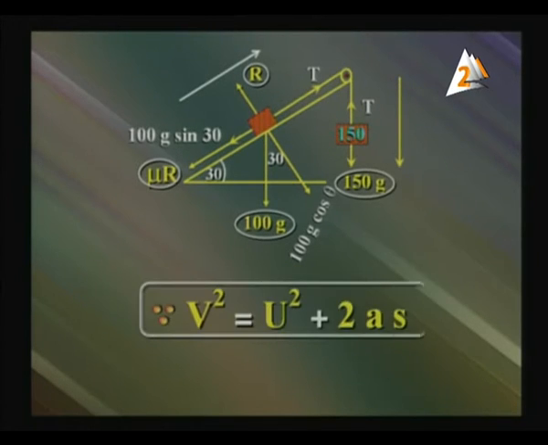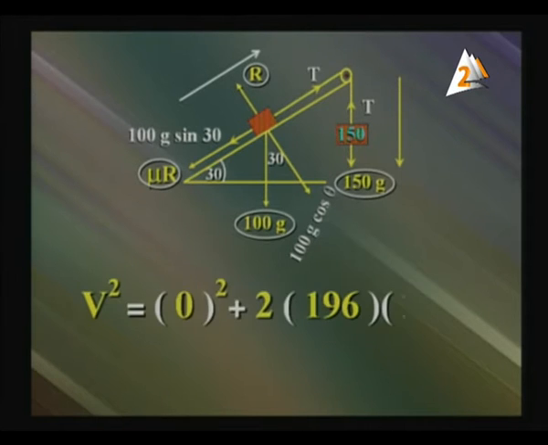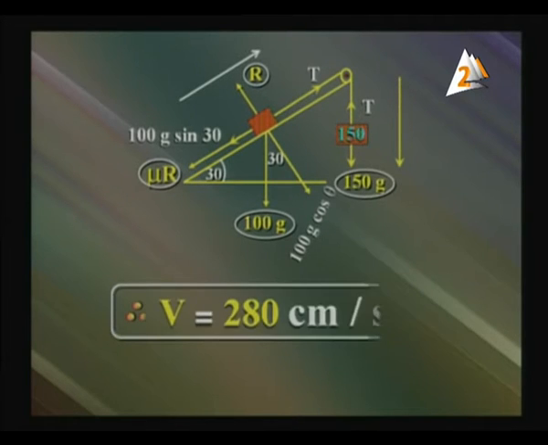And now, since v square equals u square plus 2as, by substituting we get v square equals 0 square plus 2 times 196 times 200, and we get the velocity v equals 280 centimeters per second.